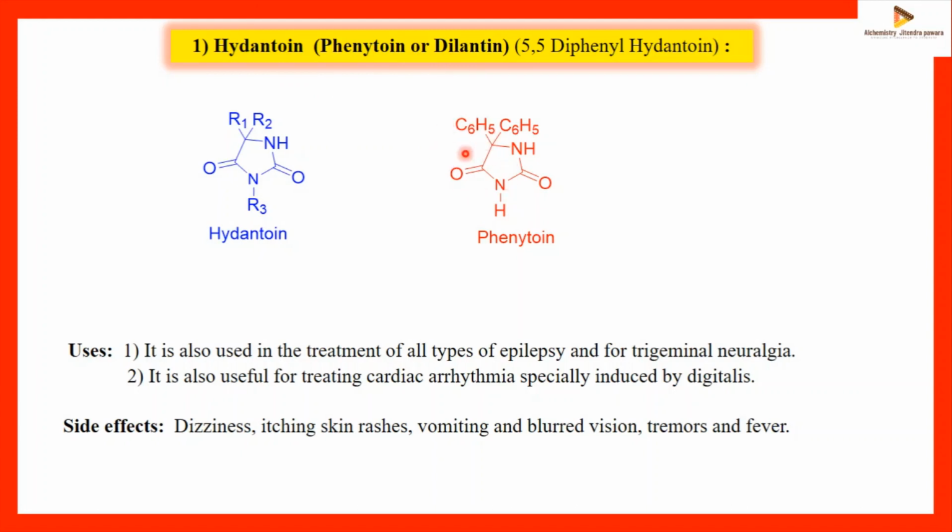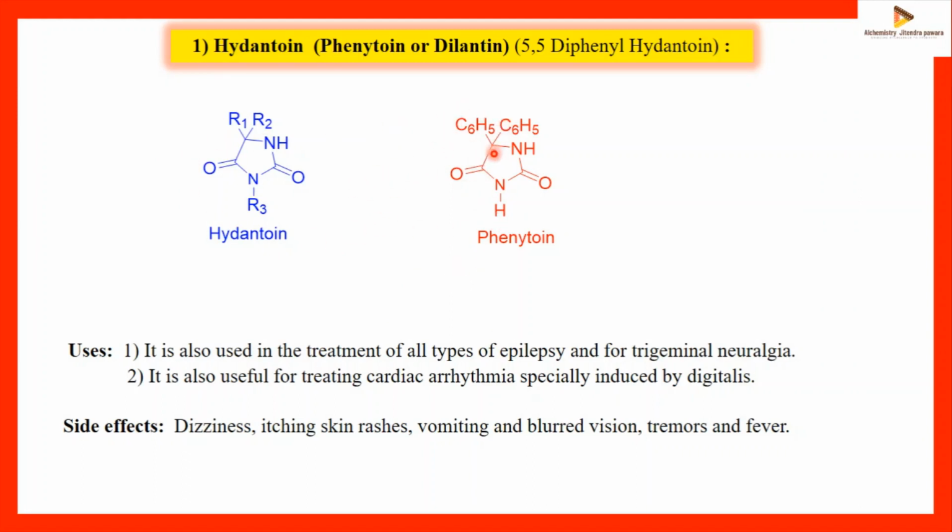The IUPAC name of Phenytoin is 5,5-diphenyl hydantoin, and this is its general structure. Phenytoin was the first anticonvulsant drug which showed a clear difference between anticonvulsant activity and sedative hypnotic activity, and it also acts as a sodium channel blocker. This is the general structure of this class, and the example is Phenytoin.